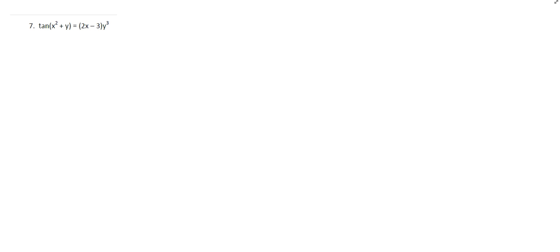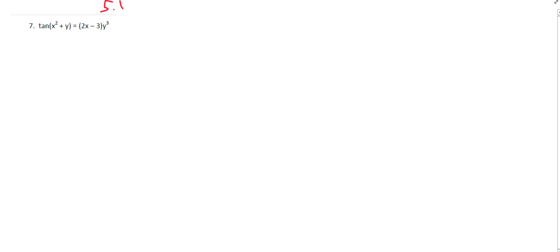Okay, let's look at number 7 in section 5.1, and it's another differentiation problem where we have to use implicit differentiation, and we notice that on the left hand side we have this tangent of x squared plus y, and so that's a chain rule. And then over on the right hand side it looks like we have a bit of a product rule, so we get to practice both of those.